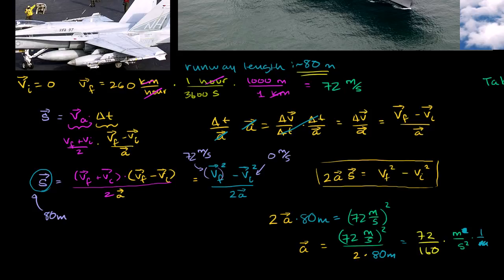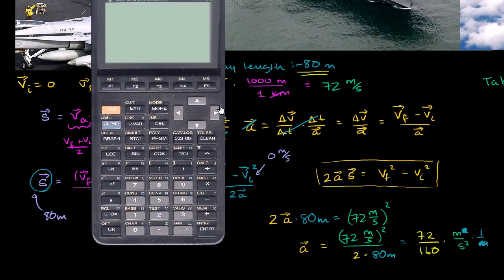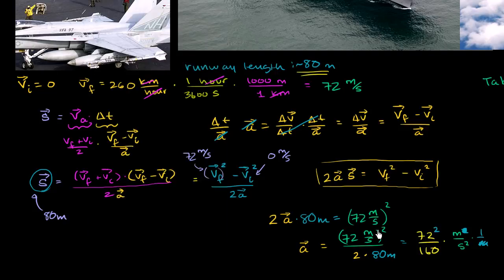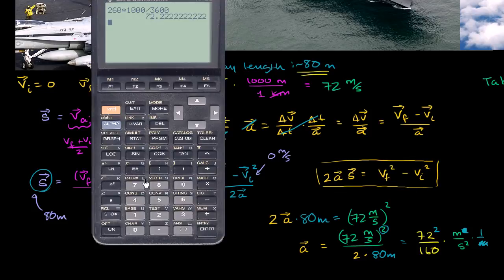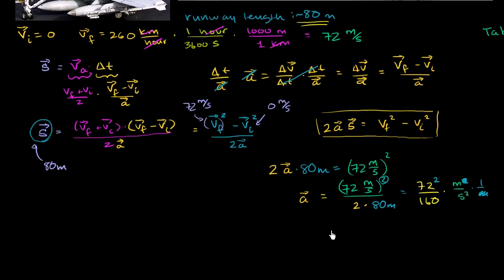And so let's just get the calculator out to calculate this exact acceleration. Oh, sorry, this is 72 squared. Let me write that down. Don't want to forget about this part right over here. 72 squared divided by 160. We could just use the original number that we calculated, so let's just square that and then divide that by 160. And if we go to two significant digits, we get our acceleration is equal to 33 meters per second squared.